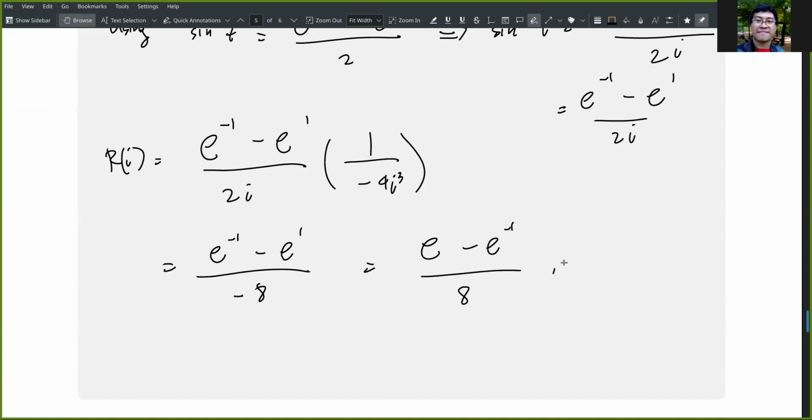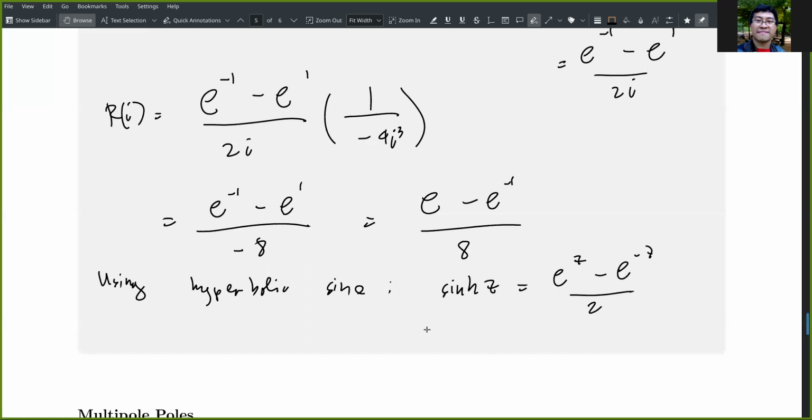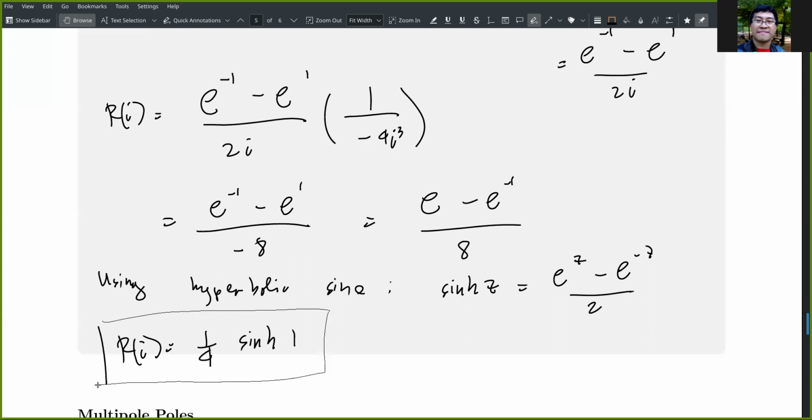Now using the hyperbolic sine, sinh z equals e to the z minus e to the minus z, over 2, R at i is equal to, removing the 2 here, 1/4 of sinh 1, the hyperbolic sine of 1.